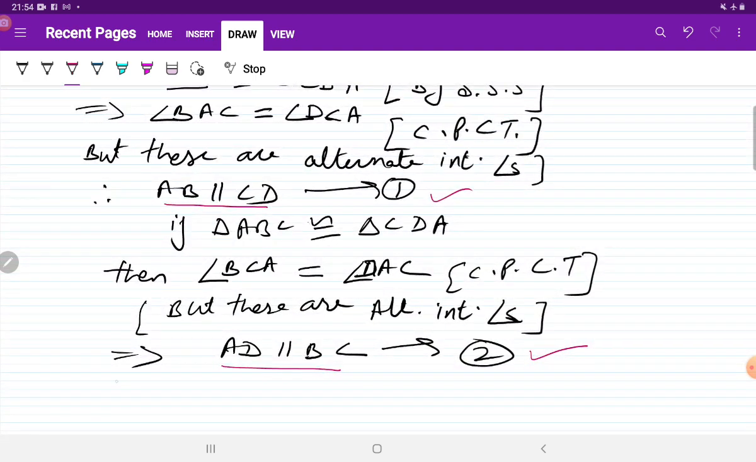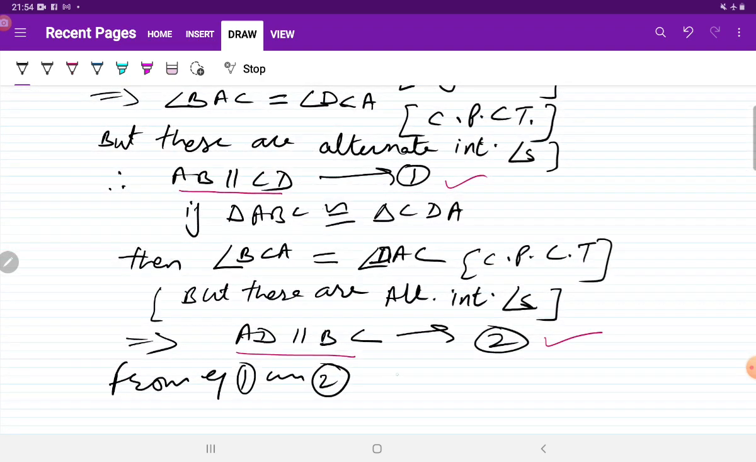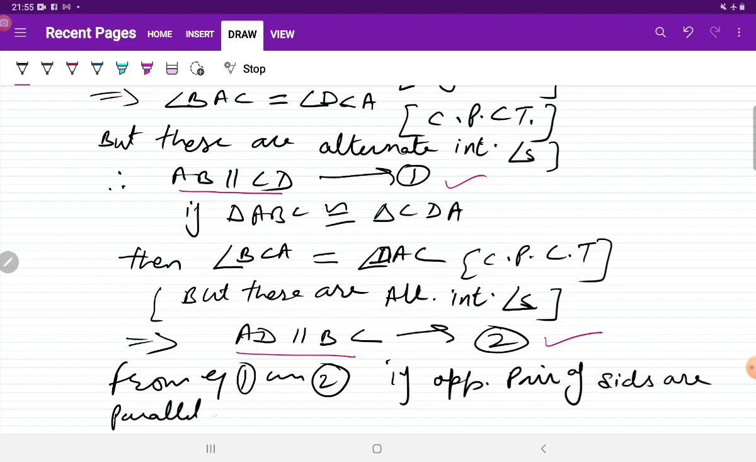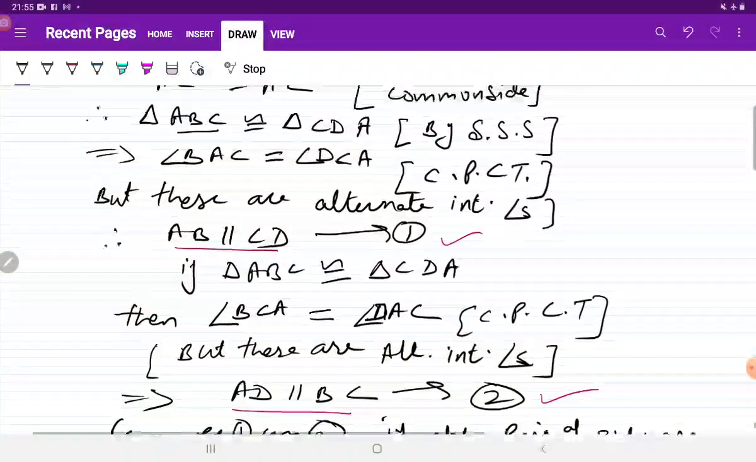Now from equation 1 and 2 we can say that if opposite pairs of sides are parallel, then we can say that quadrilateral ABCD is a parallelogram. Okay, so here we proved.